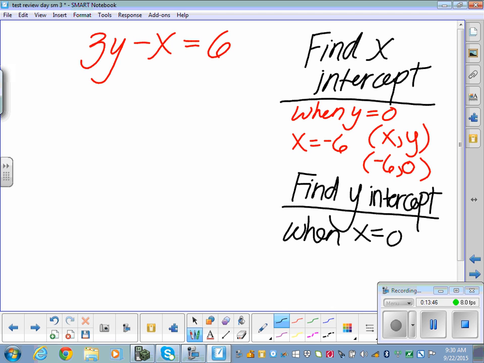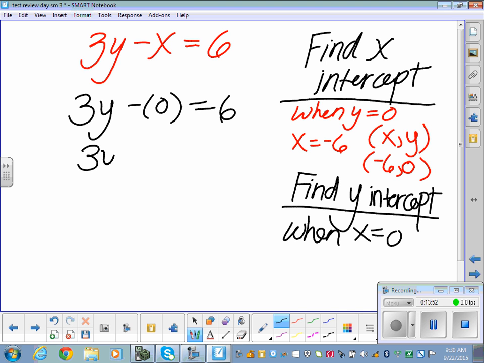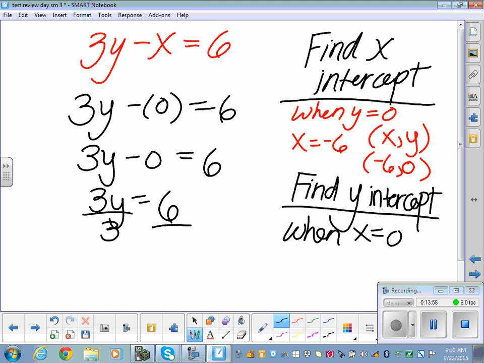So now plug in 0 for x this time. So we have 3y minus 0 is equal to 6. So we have 3y is equal to 6. Divide both sides by 3. So we have y is equal to 2. If you wrote it as a point, points are in the form x comma y, so we would do 0 comma 2.